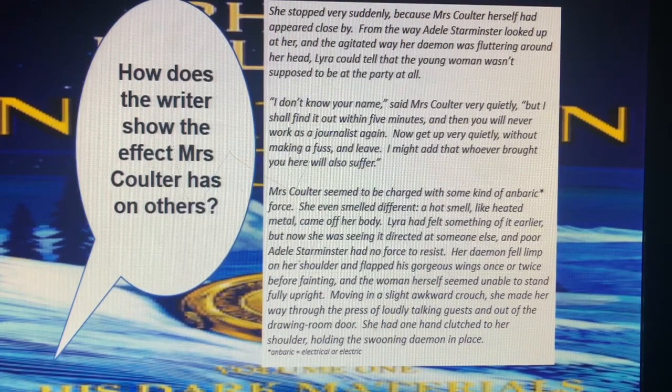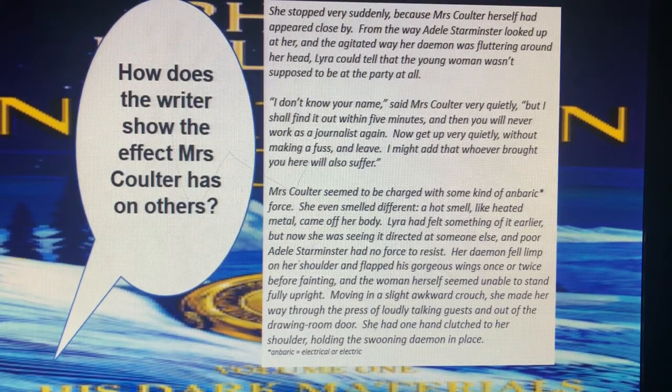"Now get up very quietly without making a fuss and leave. I might add that whoever bought this here will also suffer." This suggests to us that Miss Coulter is someone who delights in the pain and punishment of others and is not above doing this to get what she wants.